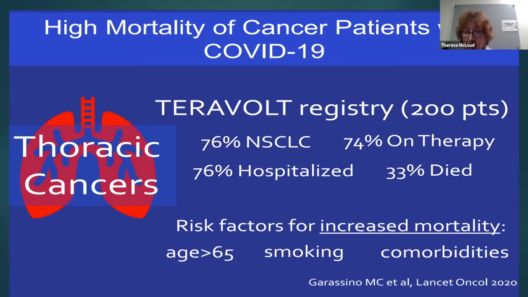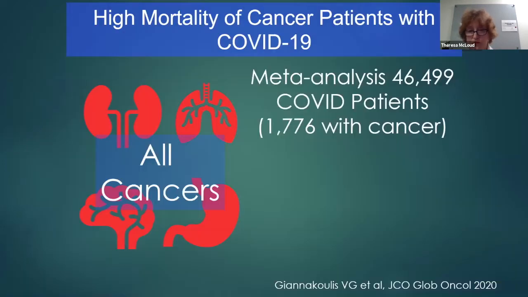Their risk factors have been definitely identified for increased mortality, and they include the usual risk factors in the general population with COVID: age greater than 65, smoking history, and other comorbidities such as hypertension, for example, or diabetes.